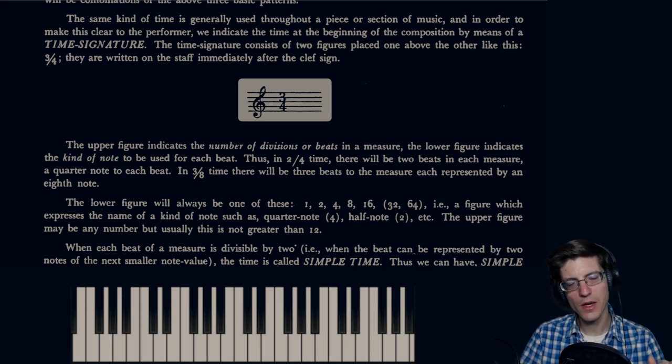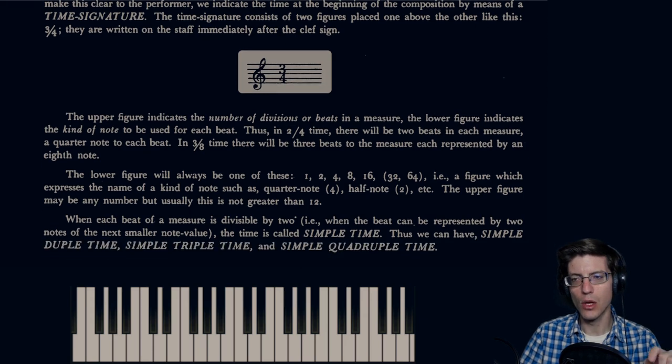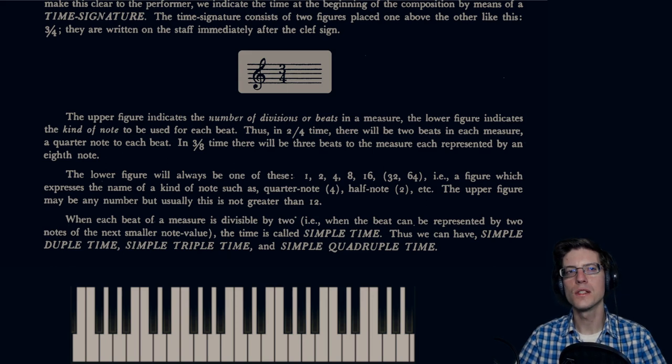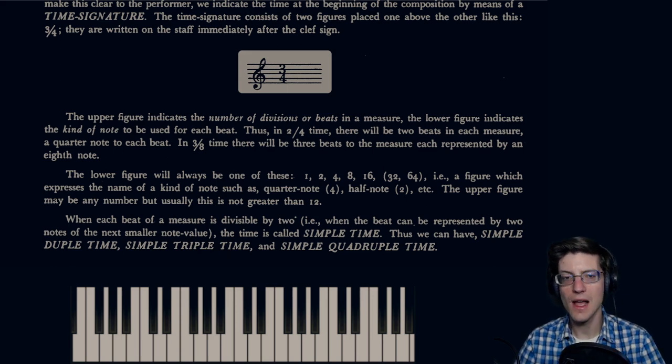Now let's explain what that means. The upper figure indicates the number of divisions or beats in a measure. The lower figure indicates the kind of note to be used for each beat. Thus, in 2-4 time, there will be 2 beats in each measure, a quarter note to each beat. In 3-8 time, there will be 3 beats to the measure, each represented by an eighth note. So once again, this is just our way of separating out the time. What's getting the emphasis? What's getting the accent?